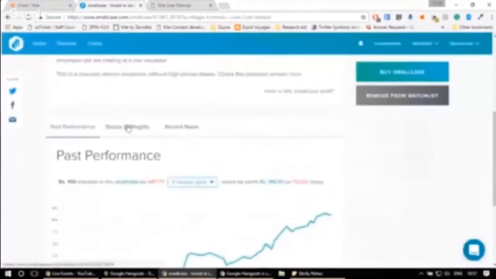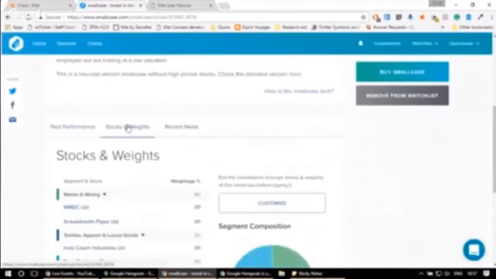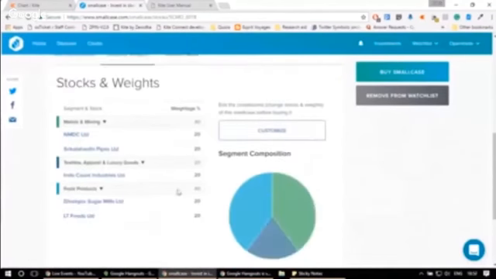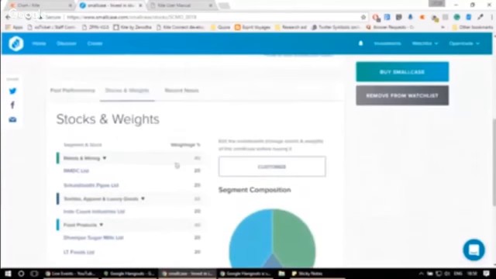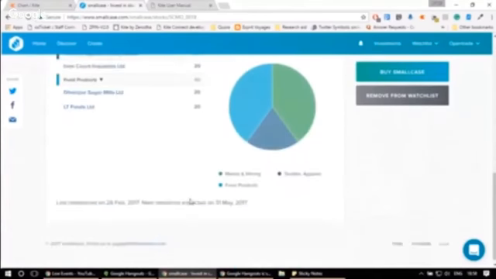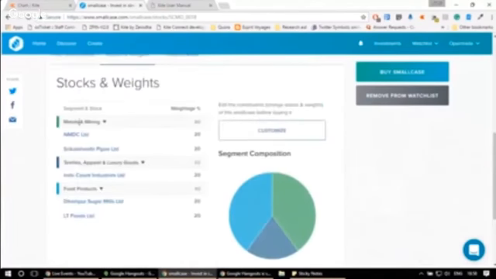Right? You can click on stocks and weights and see what stocks are present in this small case over here. Right? So you see the weightage that is given to each stock over here, and you also see a graphical breakdown of each segment that is included in the small case. So over here we have got metal and mining, we've got textiles, and we've got food products.